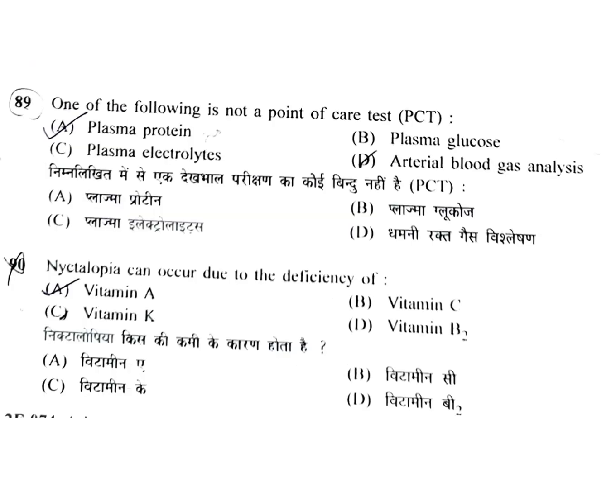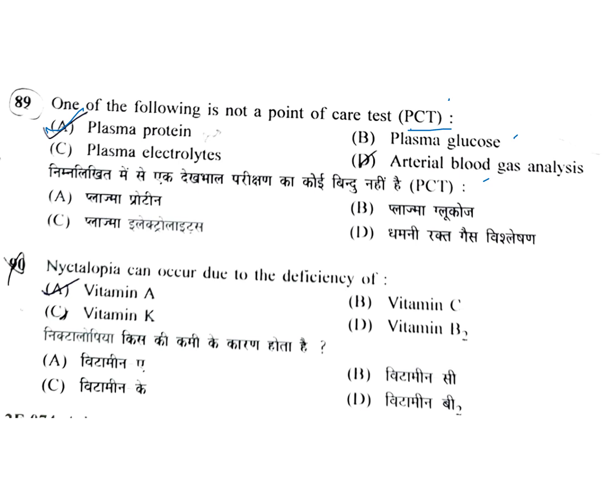Now, one of the following is not a point of care test: plasma protein, plasma glucose, plasma electrolyte, or arterial blood gas analysis. Point of care tests are those tests which can be carried out at the bedside of a patient. So blood glucose level, blood gas analysis, and plasma electrolyte level can all be determined there. They are point of care tests. But plasma protein needs a certain amount of experiment and time, so it is not a point of care test.